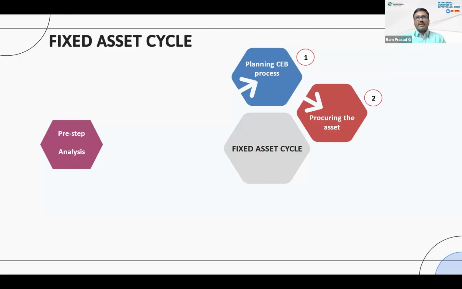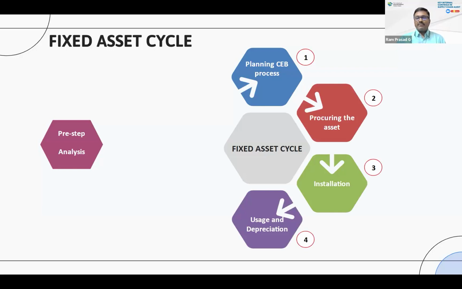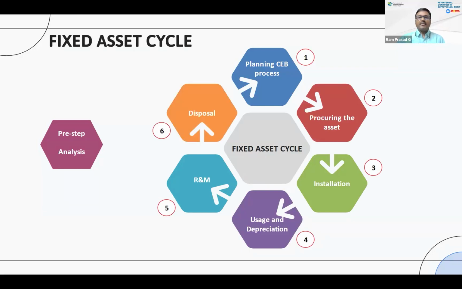Later, after the budget has been submitted, the next step is the procurement of the assets. There are certain controls around how a particular asset needs to be procured. The next process is the installation of your asset. Then during the life of an asset, you have usage and depreciation. During the regular course of the lifetime of your asset, you have repairs and maintenance. And once that particular asset's lifetime gets over, the next aspect is the disposal of the asset. So this is the entire cycle.